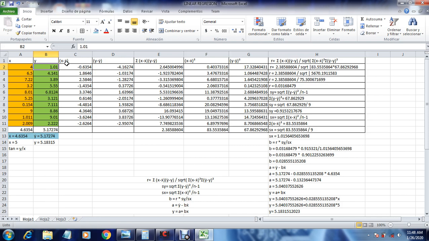This is x minus the mean symbol for x and for y, and this is the summatory of x minus the mean of x, and for y minus the mean of y. This is x minus x mean at the second power, and for y we have these values right here, and this is the mean value.